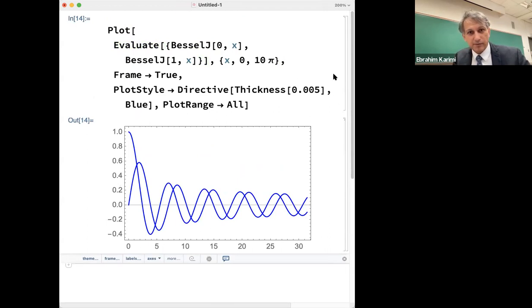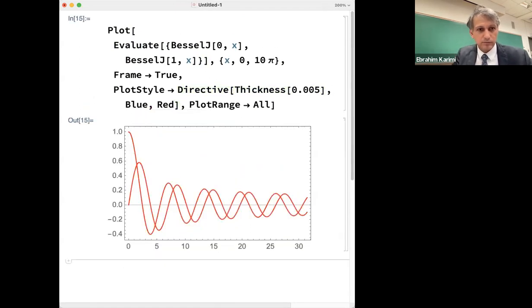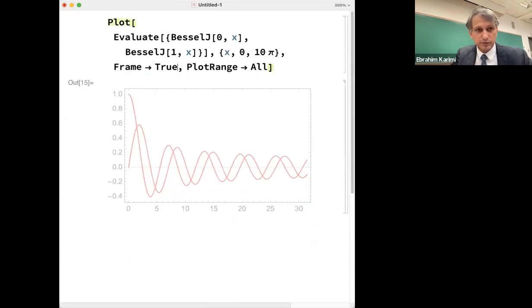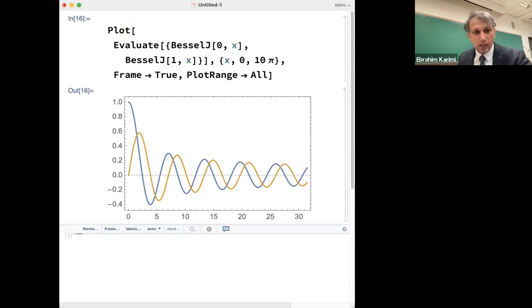So let me label them with another blue and red. Let's go with this one. So J0 starts from 1, while J1 will start from 0. Can you tell me why? A hint: look at the series expansion. Do you remember what it should be?